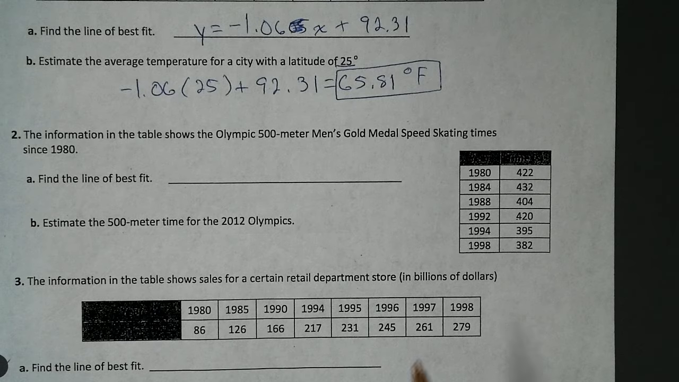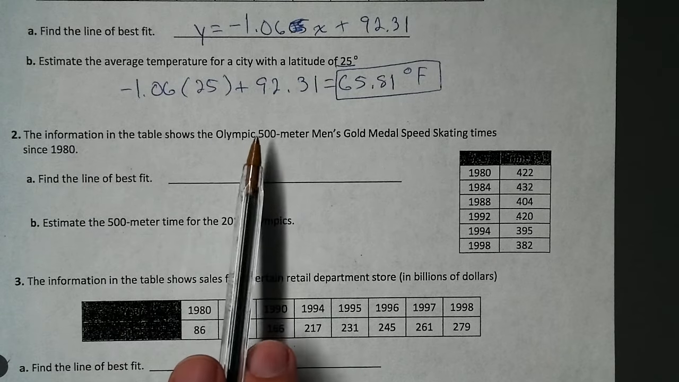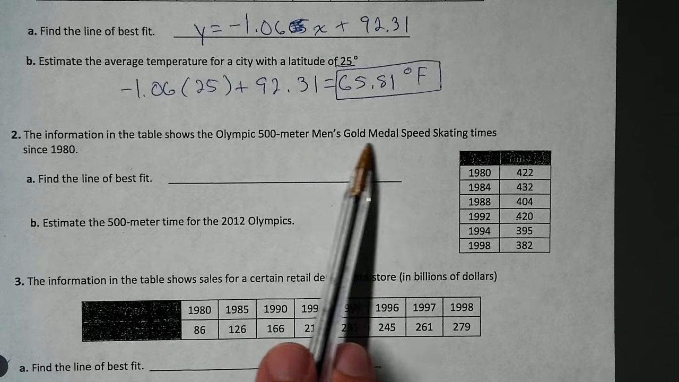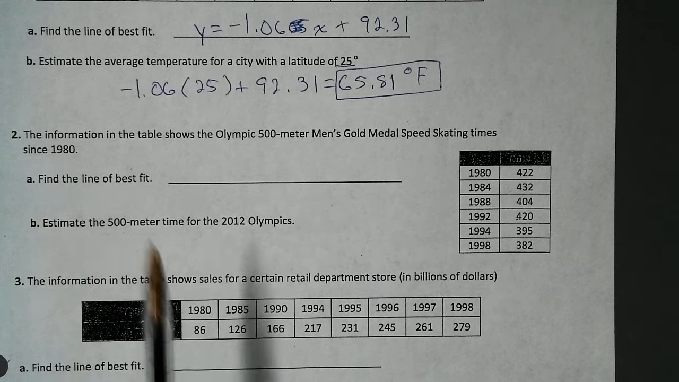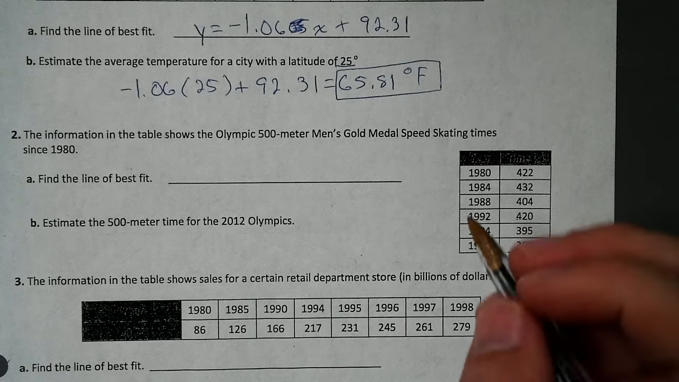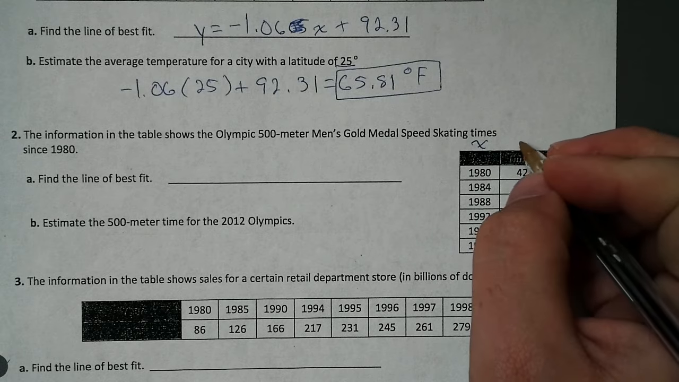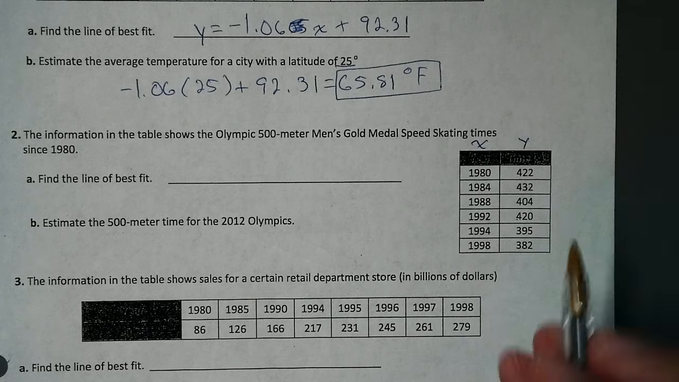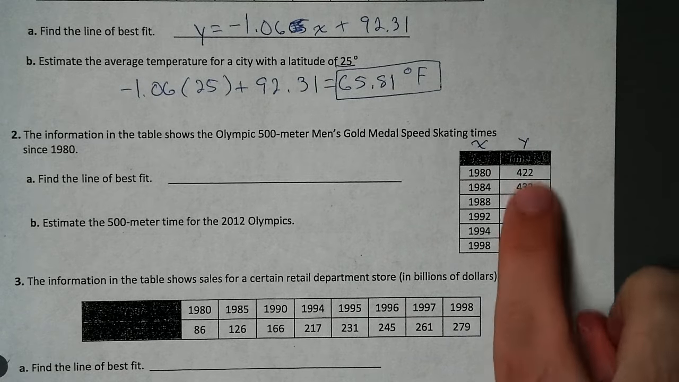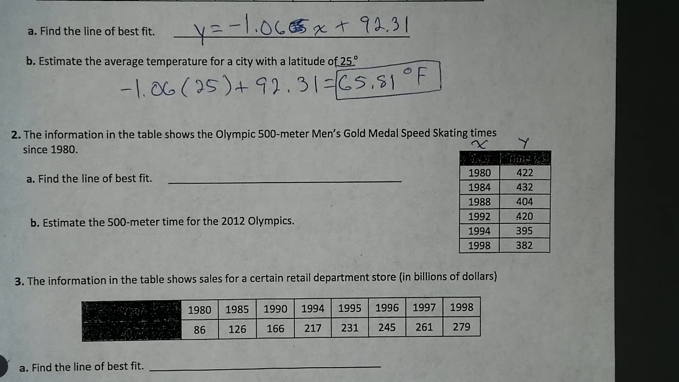All right, we have another table, and this time we have some years and some time. It says the information in the table shows the Olympic 500 meters men's gold speed skating times since 1980. So the time in seconds in the year. Well, the years, this is going to be our X. The time is going to be our Y, because the time of the trial will depend on what year the Olympics were. Now, here's what we're going to have to do a little bit different.